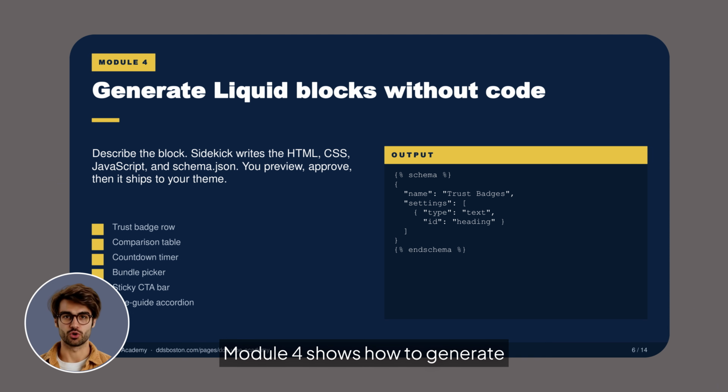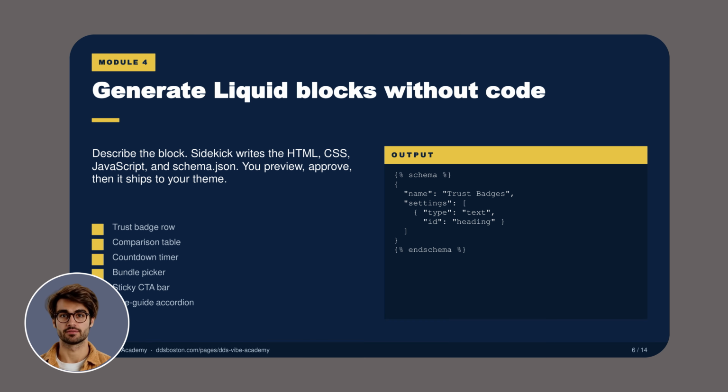Module 4 shows how to generate liquid blocks without coding. You simply describe the block. Sidekick writes the HTML, CSS, JavaScript, and schema. You review, approve, and ship it to your theme for elements like trust rows, timers, bundles, and sticky CTAs.